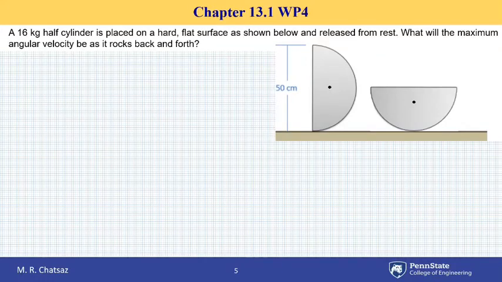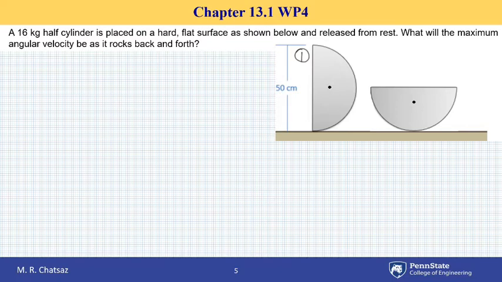Here we have a 16 kilogram half cylinder that is placed on a hard flat surface as shown and released from rest at position 1. Let this be position 1. We're interested in determining the maximum angular velocity as it rocks back and forth.